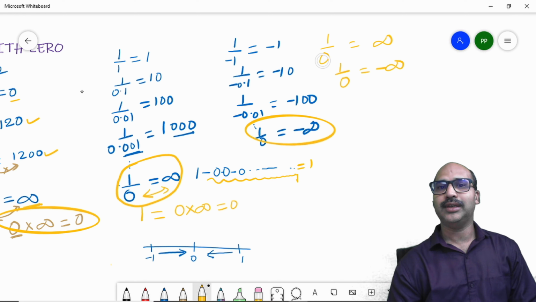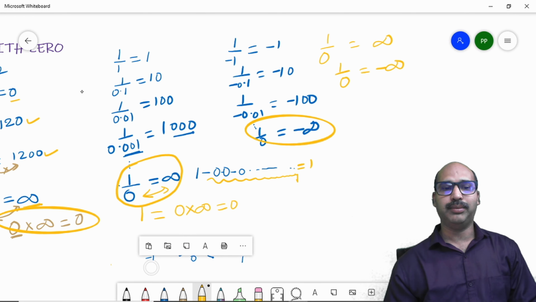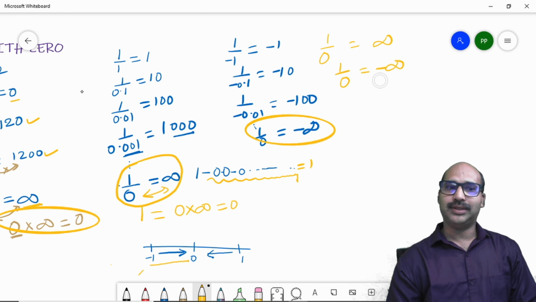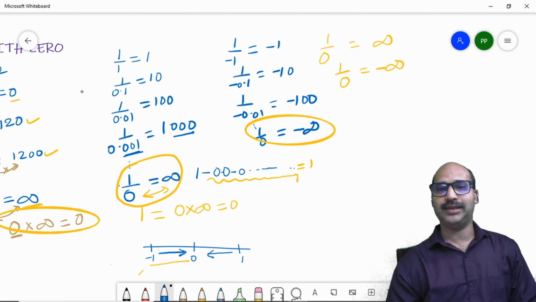In this case, somebody is approaching 0 from positive 1 to 0. In this case, somebody is approaching 0 from minus 1 to 0. So then he can say it is equal to minus infinite. Then for the same fraction, we have two different values, positive infinite and minus infinite. So this assumption that it is equal to infinite is wrong. That is why we can say 1 by 0 is equal to undefined.